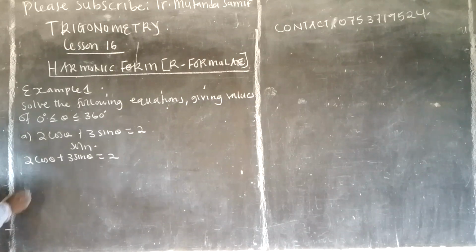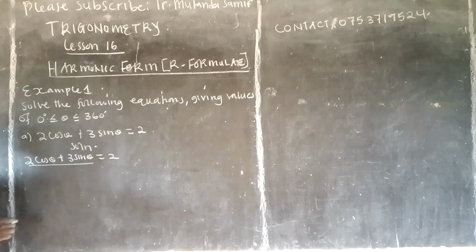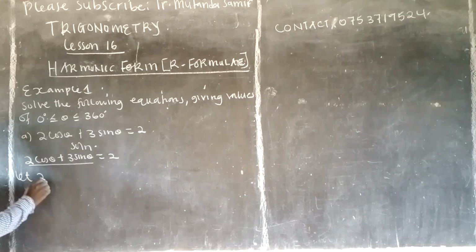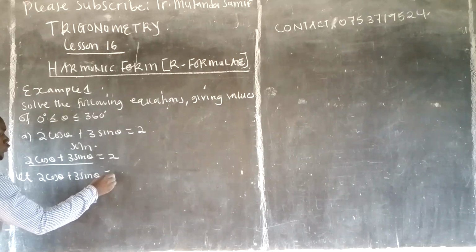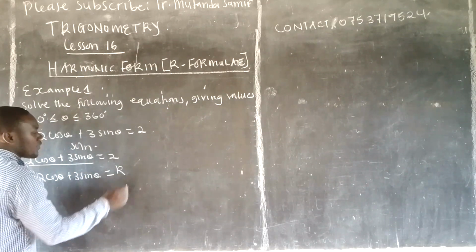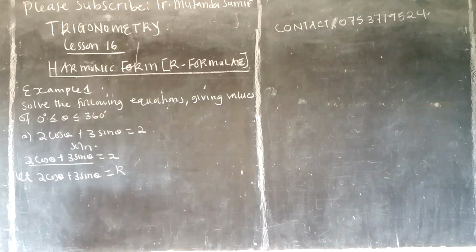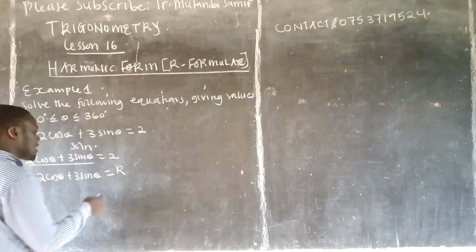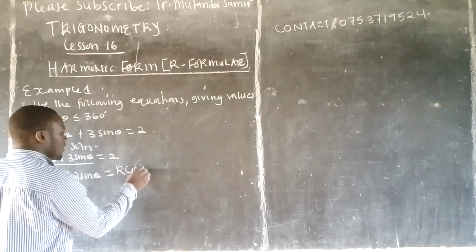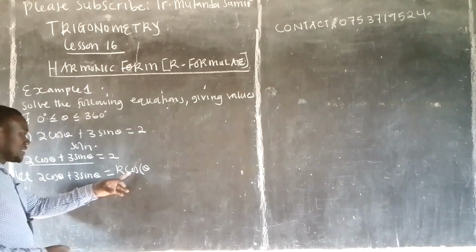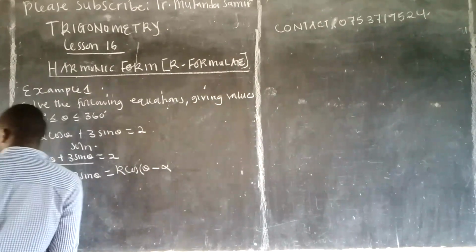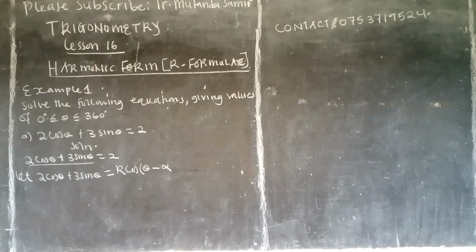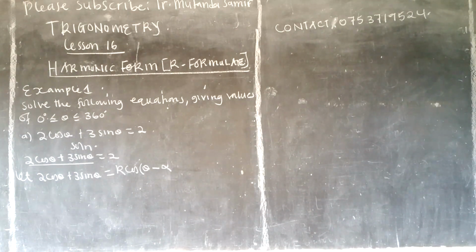Now at this point, you let this part, from here up to here, be something. So let 2 cos theta plus 3 sin theta equal R. That's why I call it the R formula. You can choose to call it anything. You can introduce R cos, you can introduce R sin, all your choice. Personally I will say R cos theta, no problem. Now when you're using cos, if you have a plus here, then there must be a minus, alpha.